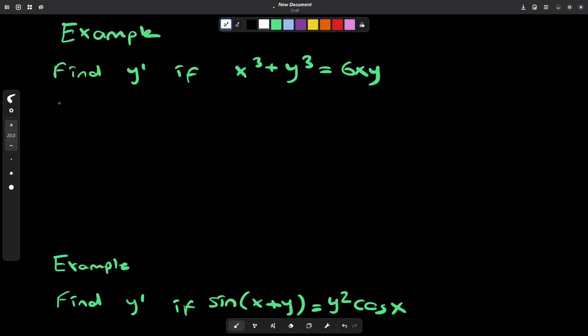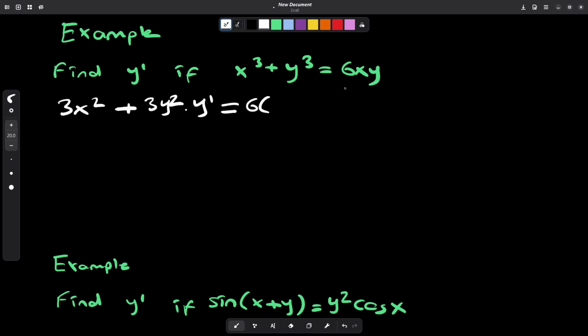x cubed is differentiated, 3x squared, plus. Now, what is y cubed? I have to think of y as a function of x. Therefore, now I have to differentiate this according to my chain rule. First, I differentiate the function outside to the power, 3y squared, then I differentiate inside of it, which is y derivative, is equal to, I need to differentiate the right side as well, 6.